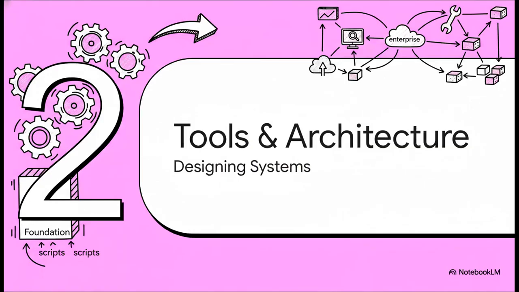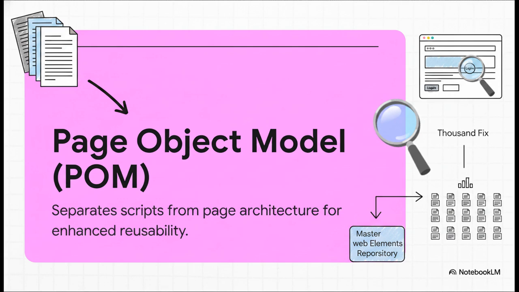Moving right along to Section 2, core tools and architecture. Time to shift from basic scripts to advanced enterprise design. So, with the foundation poured, this brings us to a huge breakthrough in our design, the Page Object Model, or POM. Now, imagine you've written 1,000 tests and suddenly the login button on your website changes its ID. Without POM, you're manually updating 1,000 scripts. Literally an absolute nightmare. But POM solves this perfectly by cleanly separating your test scripts from the actual page architecture.